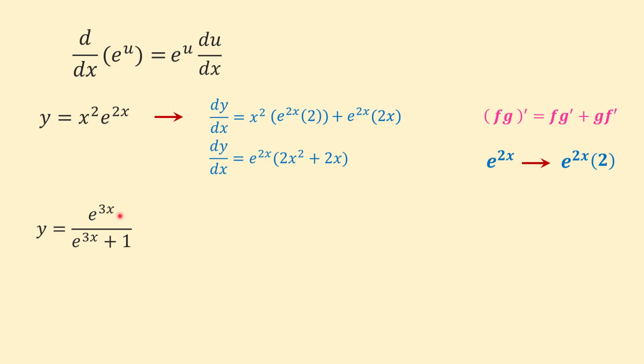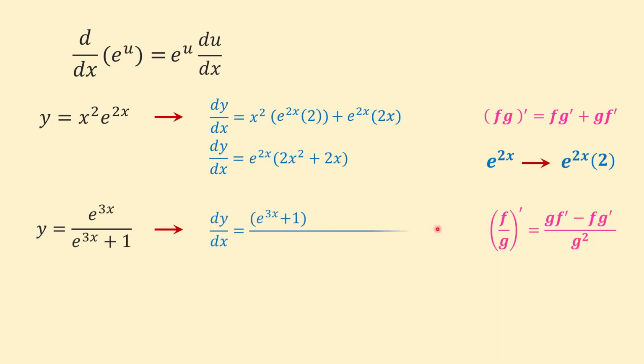Another example. Y is e to the 3x over e to the 3x plus 1. We have a fraction, so to find the derivative of this function, we have to use quotient rule. Derivative of f over g, top function is f, bottom function is g, is, write the bottom function times derivative of top function minus top function times derivative of bottom function all over bottom squared. So derivative is, we write the bottom function times derivative of top function.